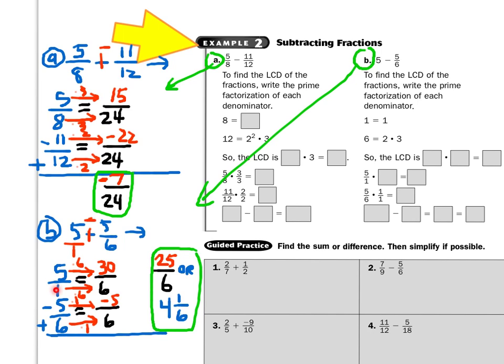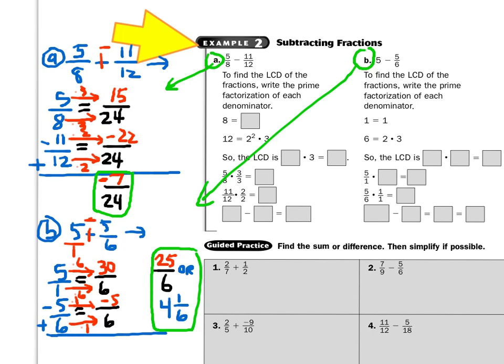So start at the 1. 1 goes into 6, 6 times, bring that upstairs. 5 times 6 gives me 30, and I put that on top. Start at the 6. 6 goes into 6 one time, bring that upstairs. Negative 5 times 1 is negative 5, and I put that on top.